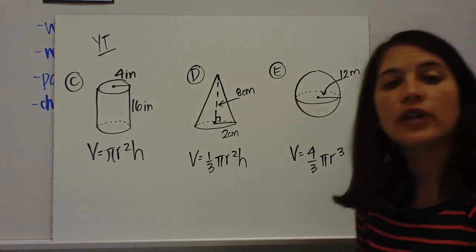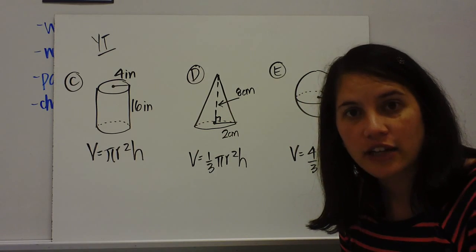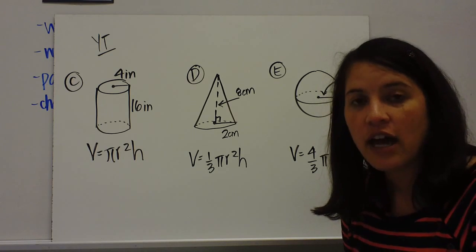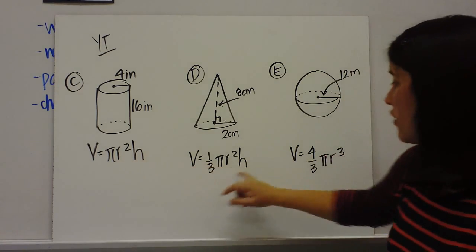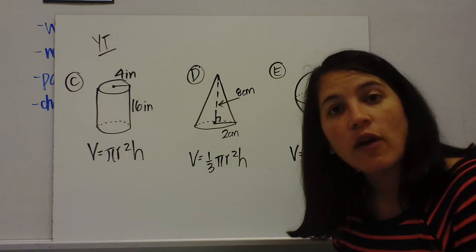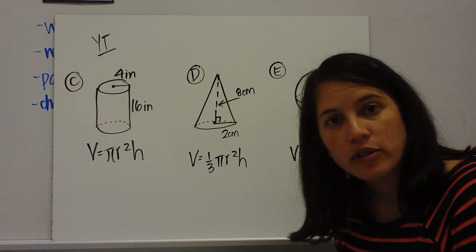Alright, so I have 3 U-tries. I want you to try each, the cylinder, cone, and sphere. Use the formula. I've given you the formula here, here, and here. And we will go over these 3 tomorrow in class before we do our classwork.